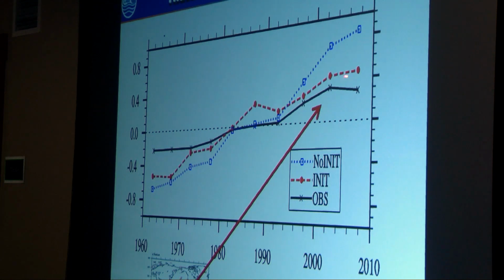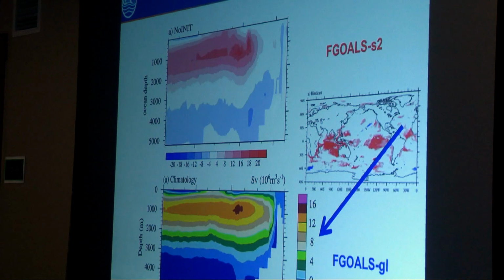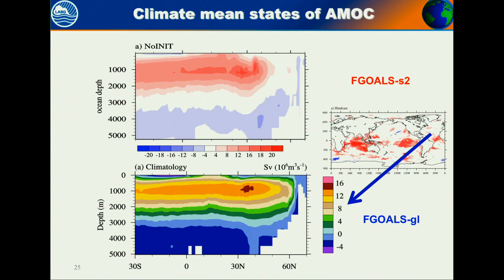I think maybe part of this skill is due to the skillful prediction of PDO in this set of hindcasts. But for the low skill in the North Atlantic, here we compare the global mean state of the Atlantic meridional overturning circulation in the higher resolution model and the relatively lower resolution model. You can find that in this model the Atlantic meridional overturning circulation is too weak, far weaker than FGOALS-s2. This may explain why in the hindcast using FGOALS-g1 we have low skill in the North Atlantic.